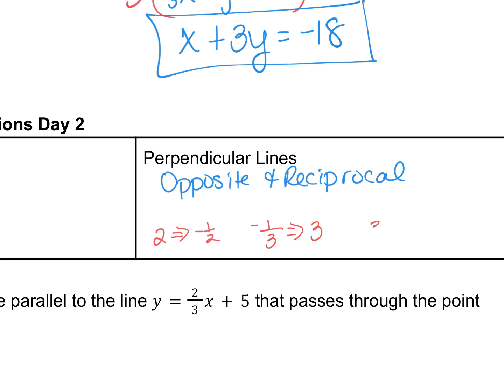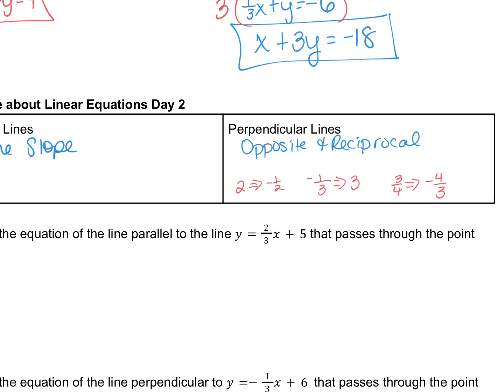Then one more, let's do 3/4. The opposite reciprocal would be negative 4/3. Okay, so that's what I mean about opposite and reciprocal. The sign changes and it flips to the reciprocal.